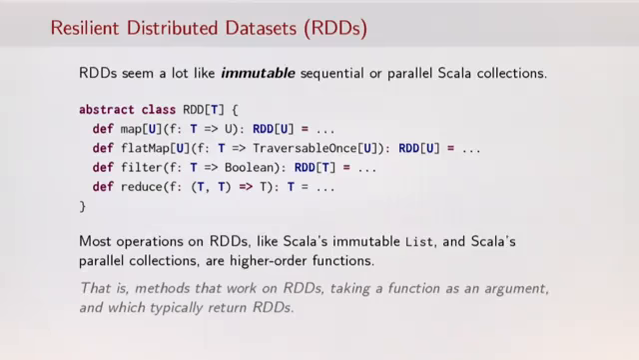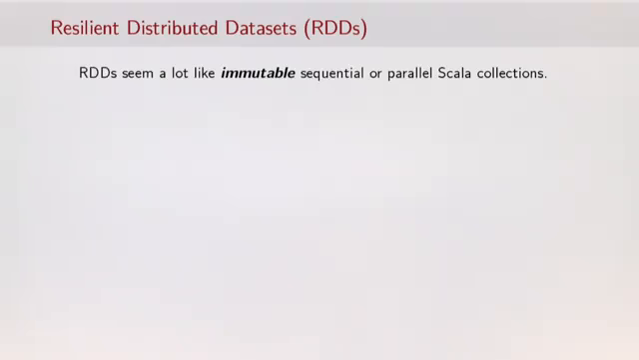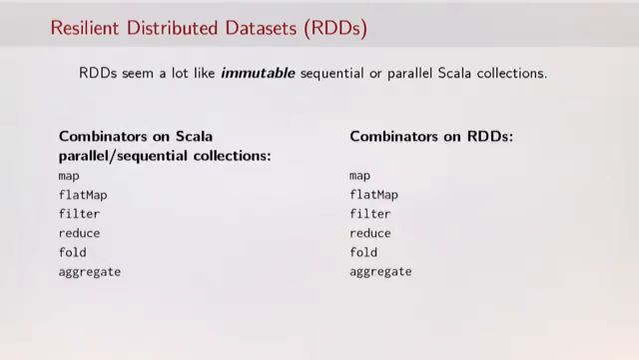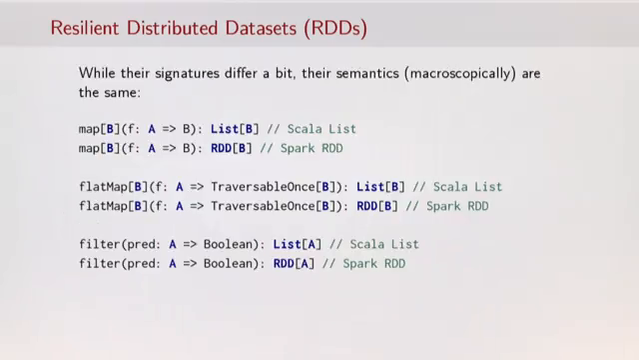It's important to note that RDDs really make heavy use of higher-order functions. As a reminder, higher-order functions are operations like map, flat map, filter. They're methods or functions that take another function as an argument. Looking at some more methods on both RDDs and lists, and also other parallel and sequential collections: map, flat map, filter, reduce, fold, aggregate, all of these exist as well on RDDs. So we have some of the core APIs that we're already used to in sequential collections available on RDDs. They even have mostly the same signatures, macroscopically, of course.